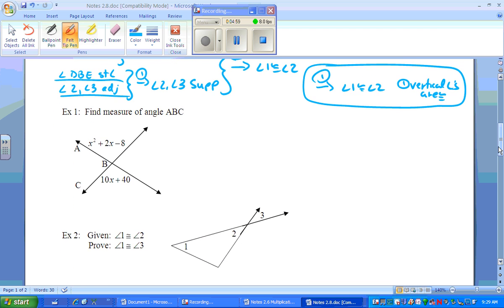Kind of just like that reflexive property, that's something that you're going to be able to use. But not only do you use that in proofs, you're also going to be using it without proofs, like in questions where you're going to solve for x.